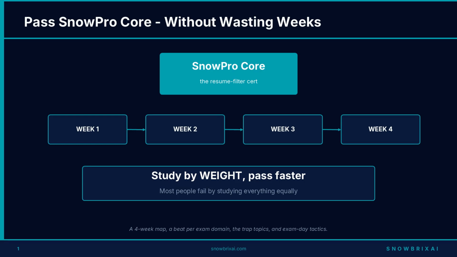Here is the thing though, most people fail this exam not because it is hard but because they study everything equally. They spend a week on a domain worth 4%. We are going to do the opposite. We study by weight. In the next 2 minutes, I will give you a 4-week map, a beat for every exam domain, the trap topics, and the exam day tactics that actually move your score.